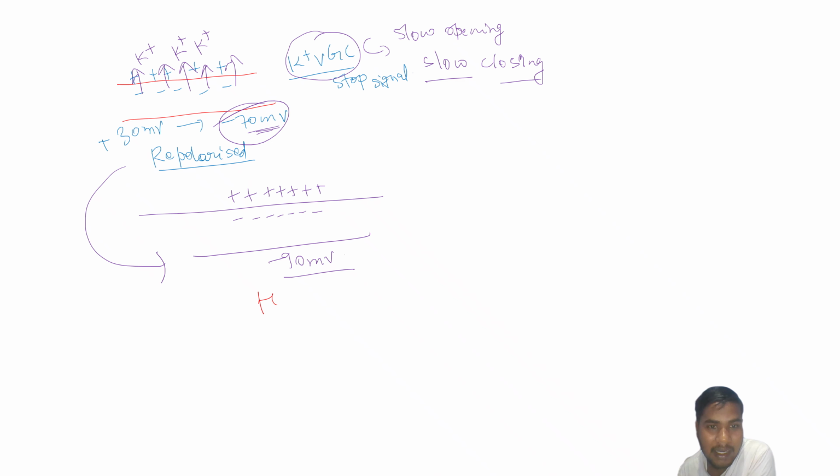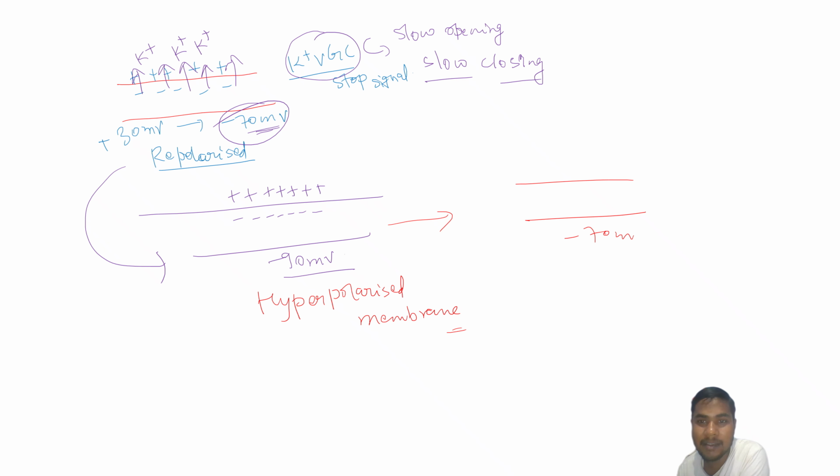The hyperpolarized state is when the membrane potential becomes more and more positive outside and less negative inside. That is relatively called the hyperpolarized state of the membrane. But again there is a catch. The membrane should not be at minus 90 millivolt. The membrane should not be at minus 110 millivolt. It must be there at minus 70 millivolt.